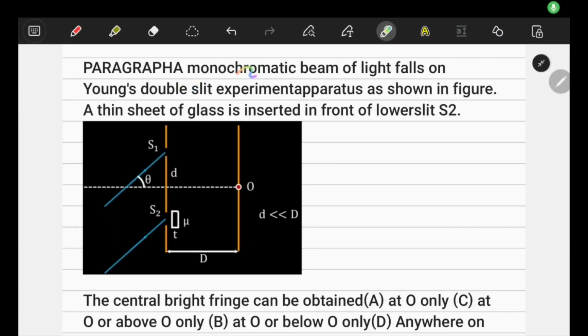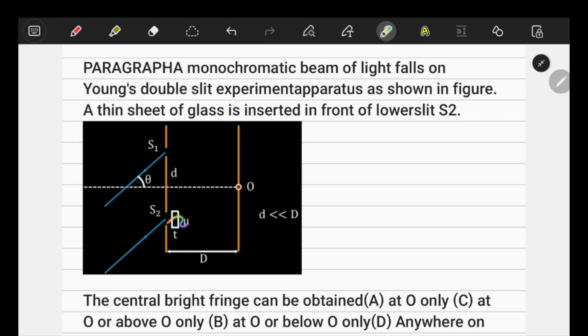This is a paragraph type of question in which it is given that a monochromatic beam is falling on these slits obliquely. So one path difference will be caused by this oblique incidence.